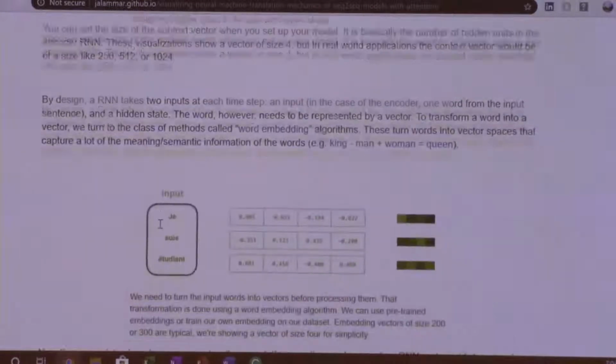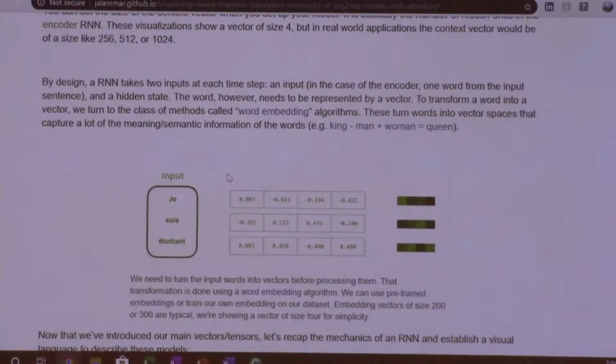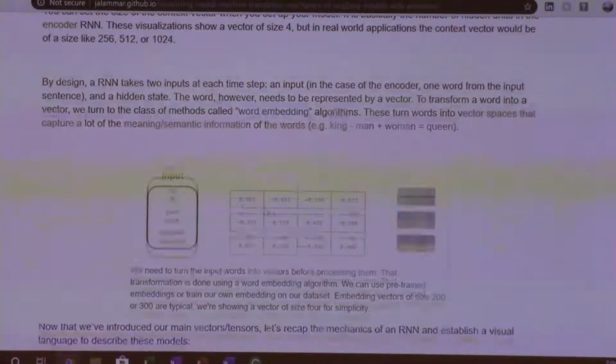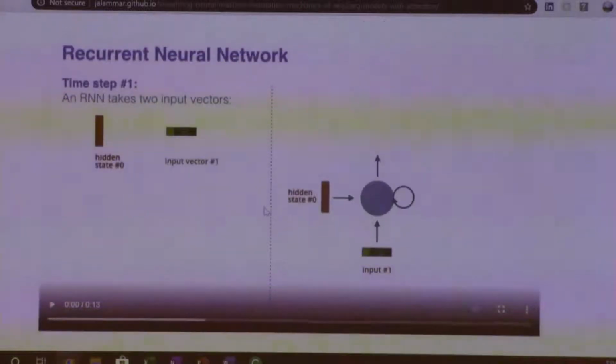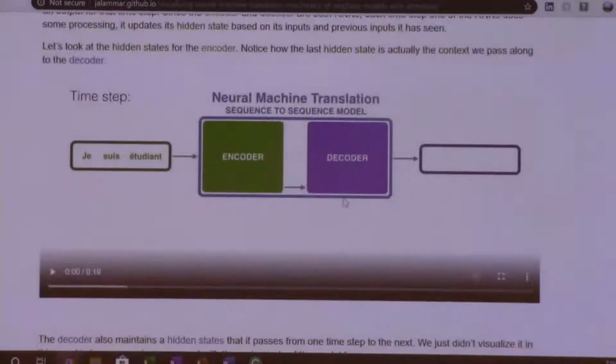Word embeddings, let's not worry about that too much right now. It's a way of encoding our data, and you can look to the first video for the class. I'm not going to go over that today. RNN, blah, blah, blah. I'll explain this.